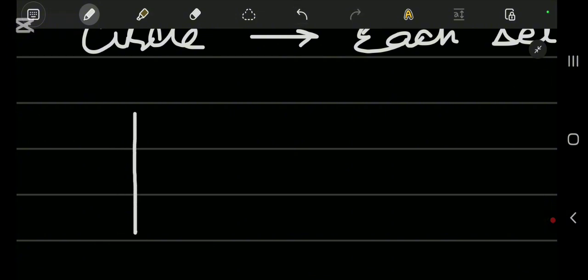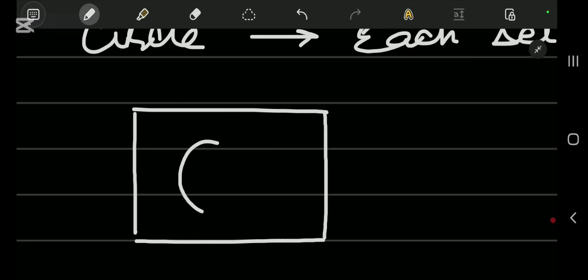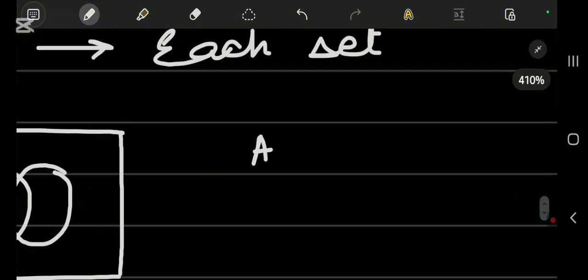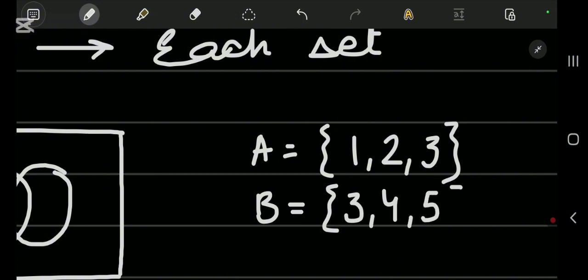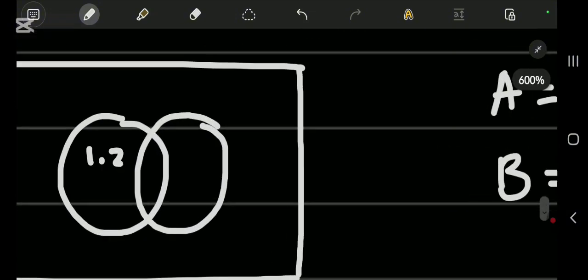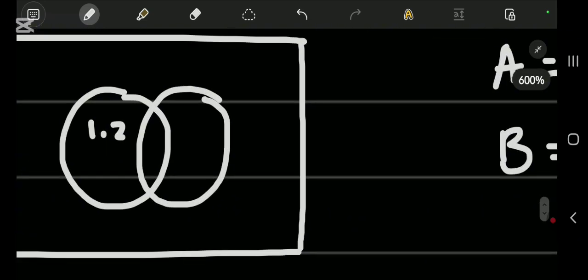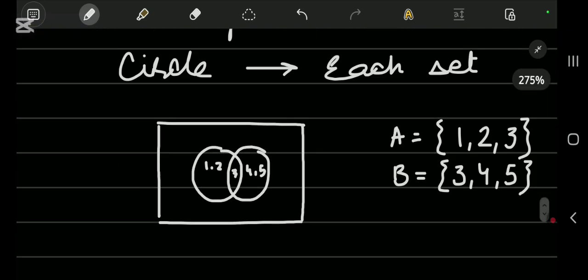If you are given two sets that are overlapping, meaning they have some common elements, then your circles will be overlapping. For example, you have a set A with the elements 1, 2, 3, and your set B has 3, 4 and 5. So 1 and 2 are here, 3 is here, and 4 and 5 are here. Because 3 is common, they will be overlapping. I'm not writing the numbers here, but just showing you how they overlap.